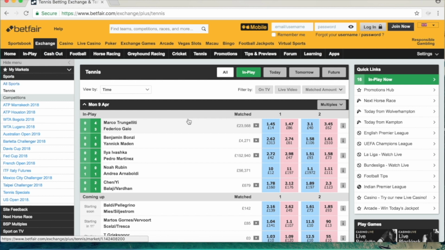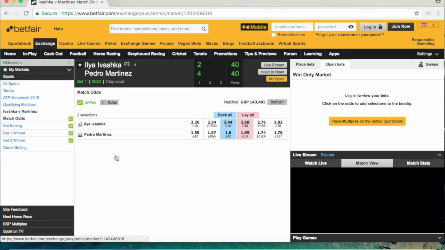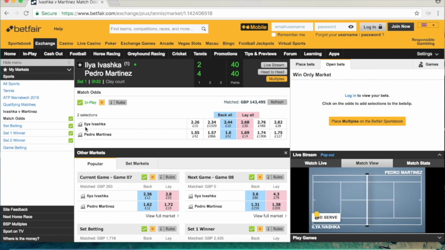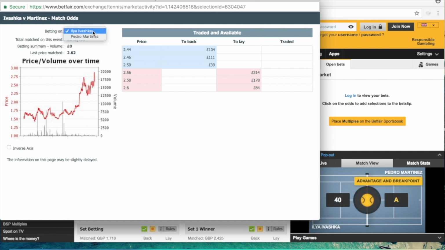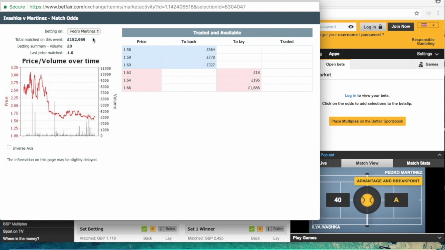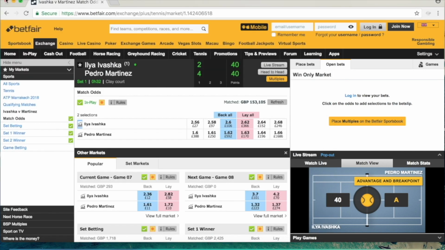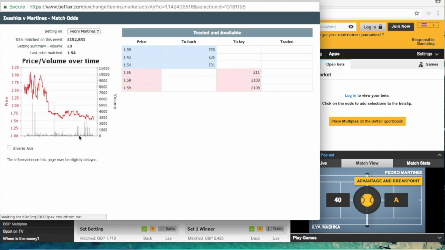So this is how we access the Betfair charts or graphs. If we have a look at this match with Ivashka, you can see just to the left hand side of the name, you can see the chart symbol. Click on that and the pop-up comes up with the player's price chart. You can click on the drop down above to see Martinez, the opponent, and then you can see his price also. Alternatively, you can just click on the left hand icon of the second player.